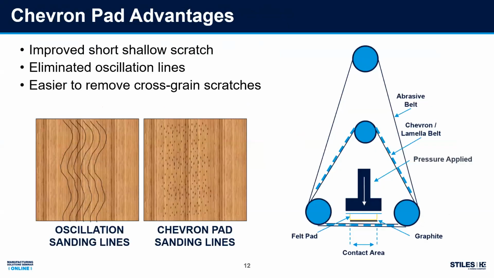So what is a chevron belt? The diagram on the right-hand side of your page illustrates what a chevron belt is. So this belt is basically, you can think of this as made up of felt strips. And these strips are applying pressure on, and in between the strip is pressure off. So what does that do for you? Basically, that creates a very short, shallow scratch. And as you can see in this diagram, that felt strip is in between your sandpaper and your pad that's applying pressure. So that short, shallow scratch helps hide oscillation lines.